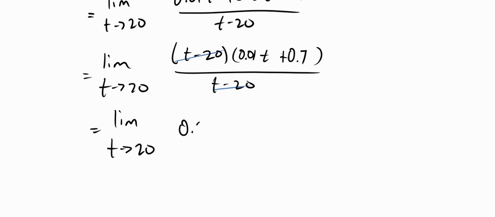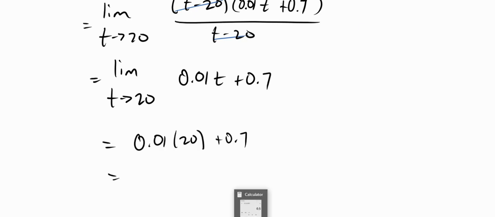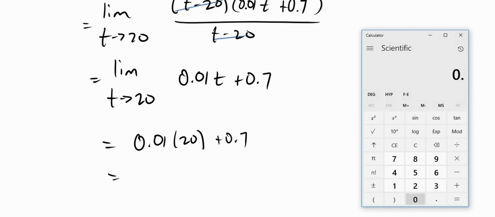And so again, this had to work out this way because of that. Of 0.01 t plus 0.7, and then I can sub 20 in. And you can probably do that in your head, or if you want to use a calculator, you should get 0.9.